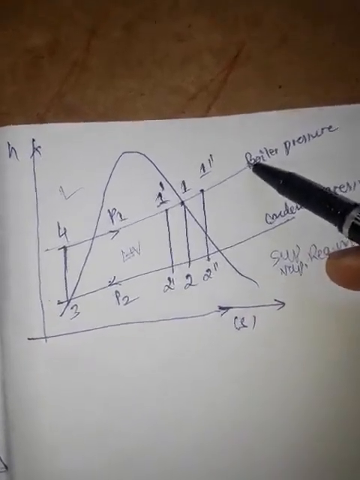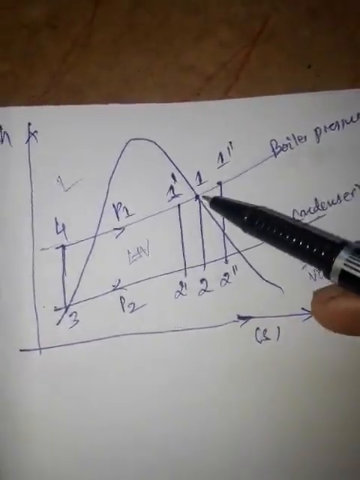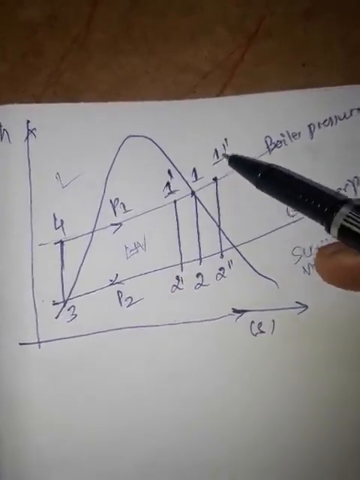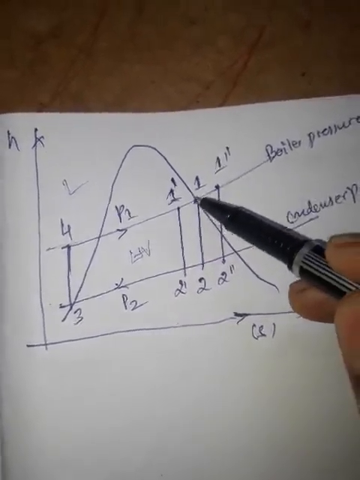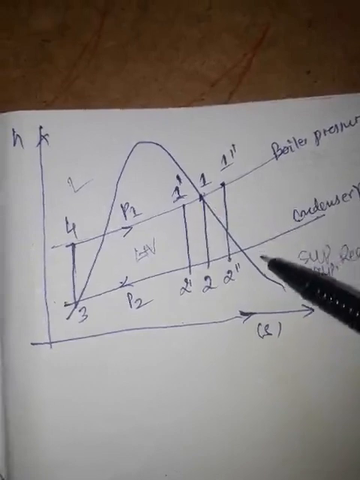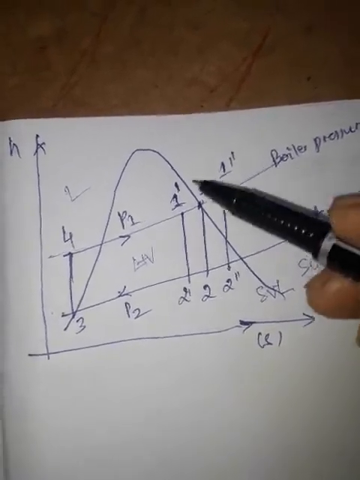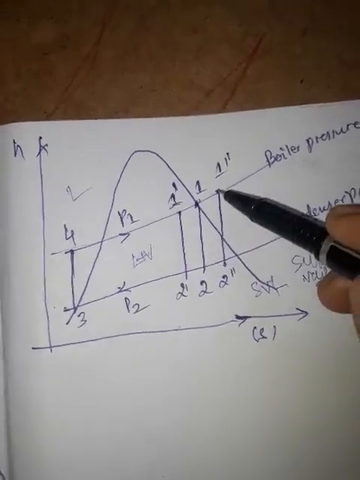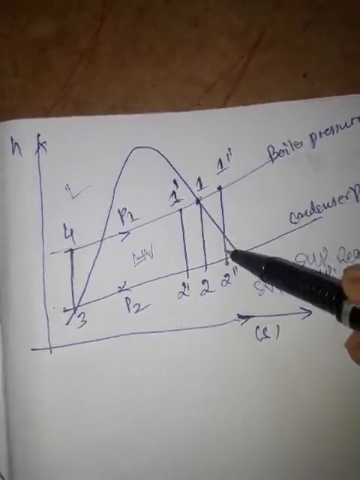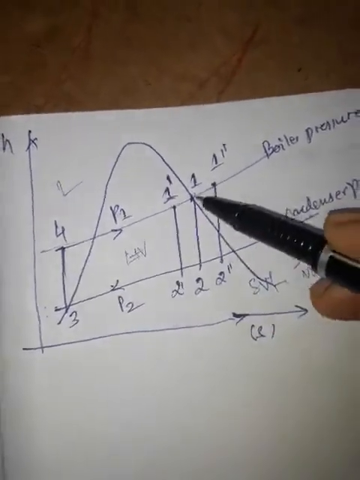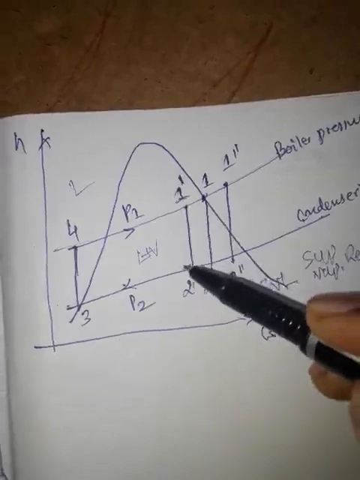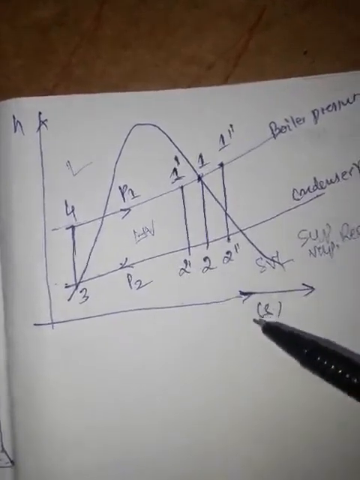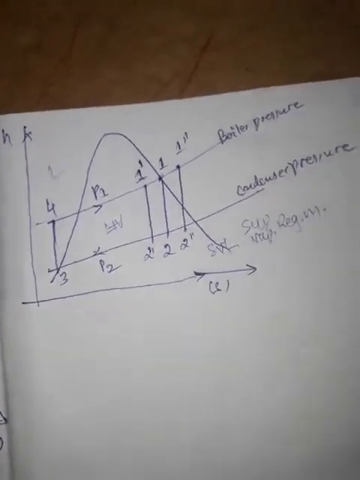Now let us begin the cycle from state 1. As you know, the steam at the turbine inlet may be superheated, so we have marked 1 in the superheated region. It may be saturated steam, so point 1 is marked on the saturated vapor line. Then again point 1 may be marked in the wet region. So 1 to 2 is the cycle. So there are three possibilities at the turbine inlet, and based on that we have marked the processes.